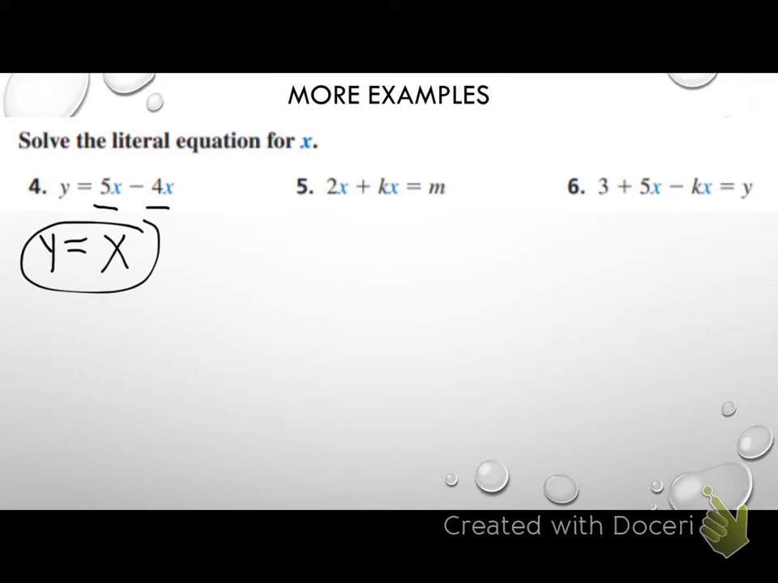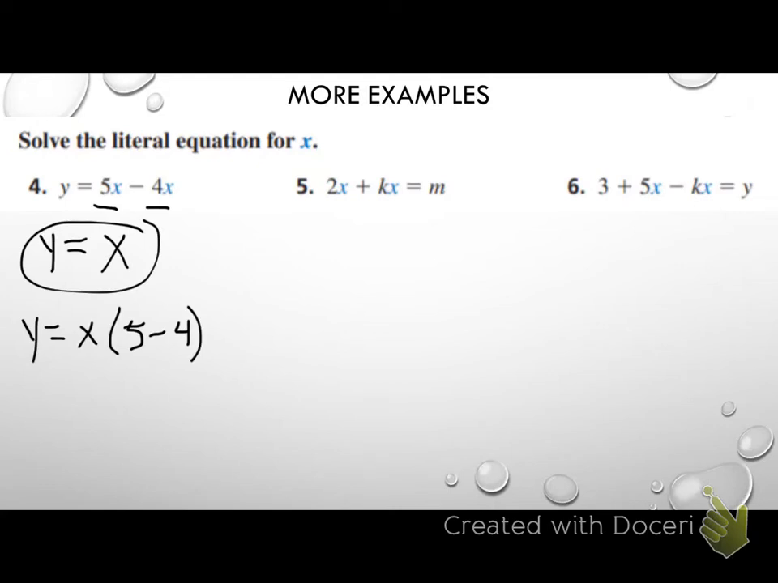You could have approached this by factoring out a GCF. Let me show you how. The GCF on the right is x, right? They both have an x in common. X times what would give me 5x? 5. X times what would give me negative 4x? Negative 4.